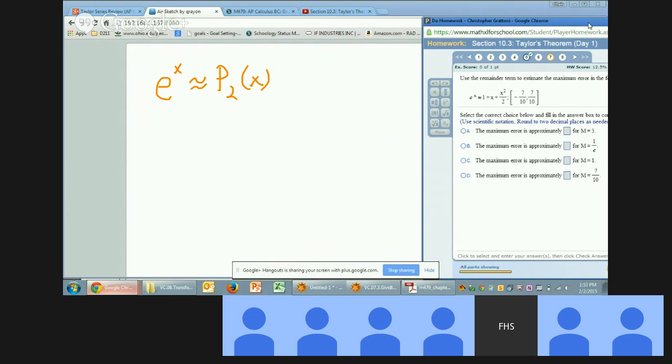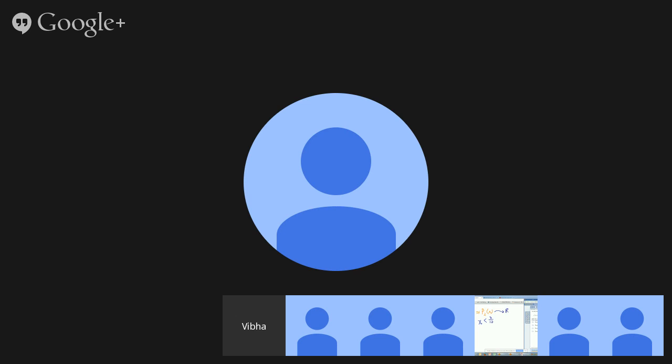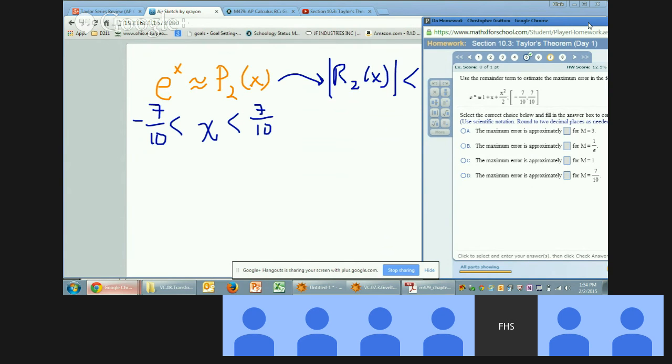Like, how close are we actually approximating e to the x when x is between -7/10 and +7/10? That was given to us in the problem. They're just saying, hey, we're only going to be working with values of x that are within 7/10 of x equals 0, and how well are we doing? So if we have P2 of x, our error bound is going to be the next term in the series.